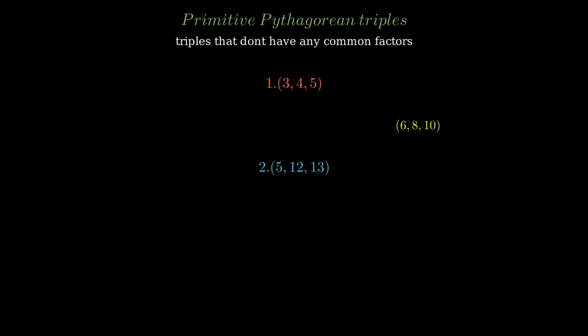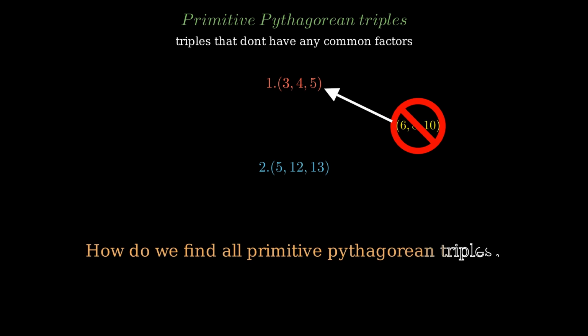6, 8, 10, however, is not a primitive triple since 6, 8, 10 have a common factor of 2. And if we divide 6, 8, 10 by 2, we get 3, 4, 5. So these two triples are basically counted as the same. So the question for this video is, how do we find all primitive Pythagorean triples?